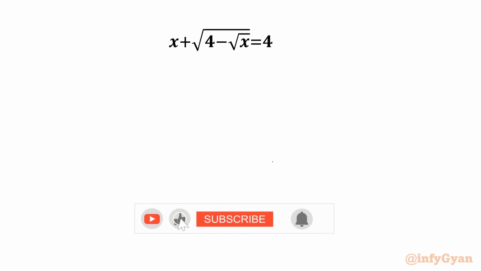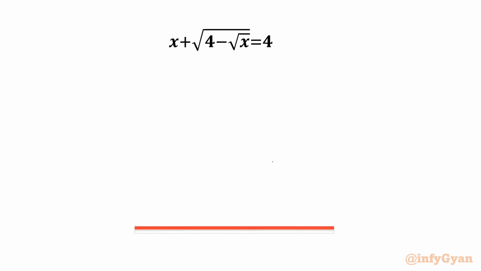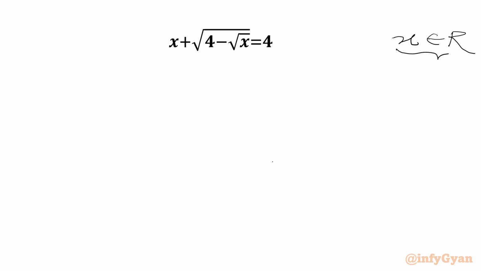Today in this video we have one very interesting question from radical equations, which we will be solving for the real values of x. The equation is x plus square root of 4 minus square root x equal to 4, given that x belongs to real numbers. So let's get it started. We have a square root x involved, so I can easily write our answer must be positive for sure.